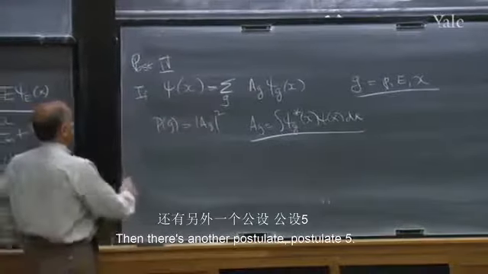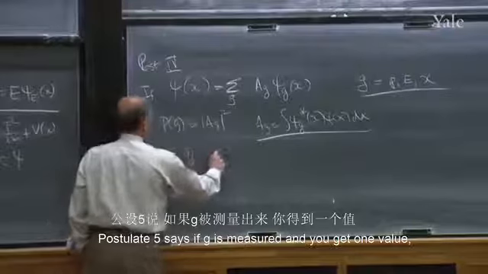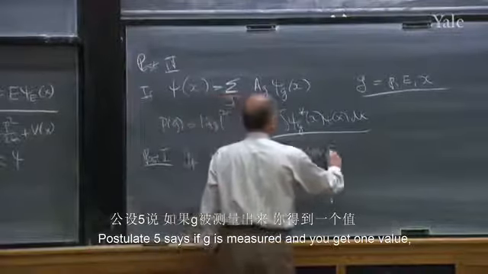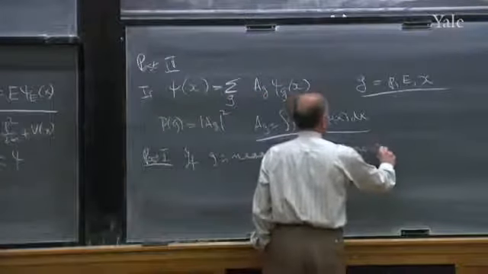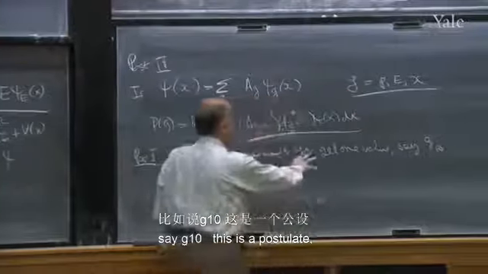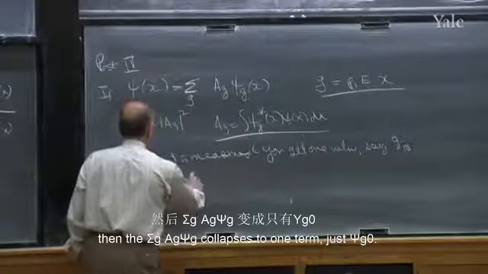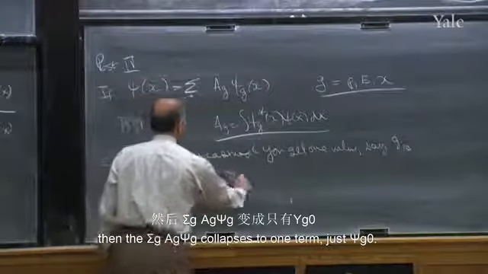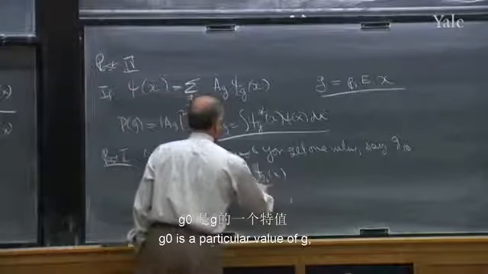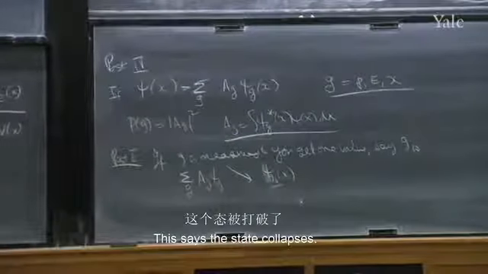Then there's another postulate, postulate 5. Postulate 5 says if g is measured and you get one value, say g sub 10, this is a postulate. You don't have to write g sub 10. You can say one particular value. Then the sum over g of a sub g psi sub g collapses to one term, just psi sub g naught. g naught is a particular value of g, namely the third value, the fourth value, or the ninth value. This says the state collapses.